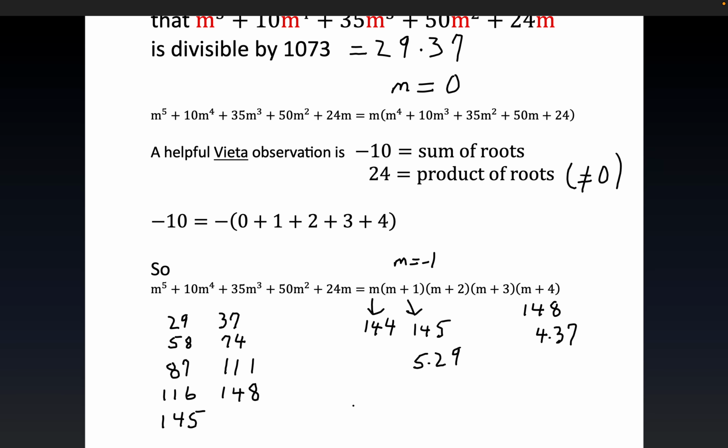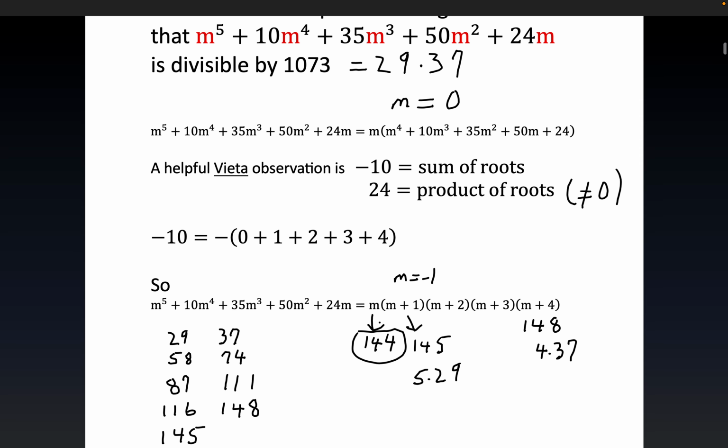And so our answer here is M equals 144. Okay, and you can imagine how large this number would be. If you look at the factorization, you would have 144 times 145 times 146 times 147 times 148. The power of this method is we don't even have to know what that is. We've demonstrated that it is a multiple of 1073. Moreover, we've demonstrated that M equals 144 is the smallest positive integer that takes care of that condition. Okay, so we're done with the problem, folks. Let me know what you thought.